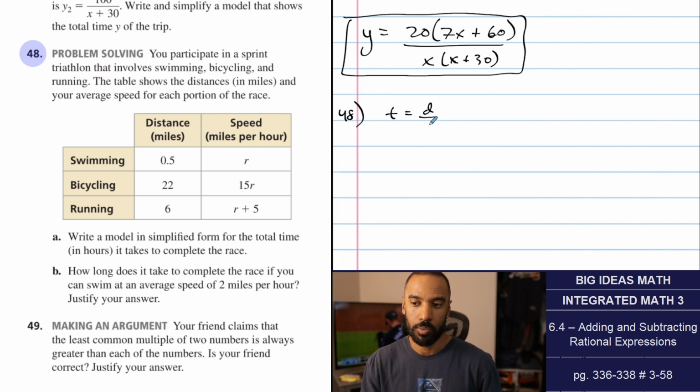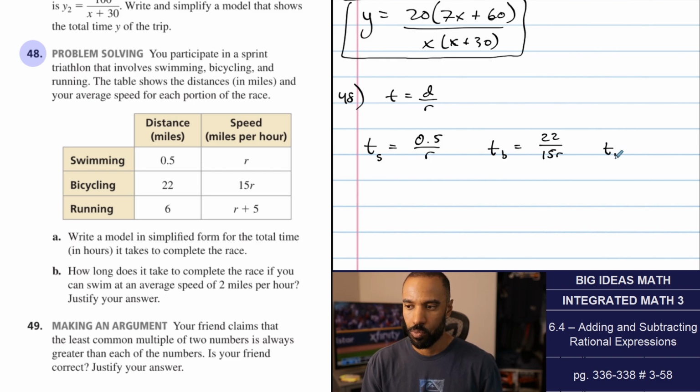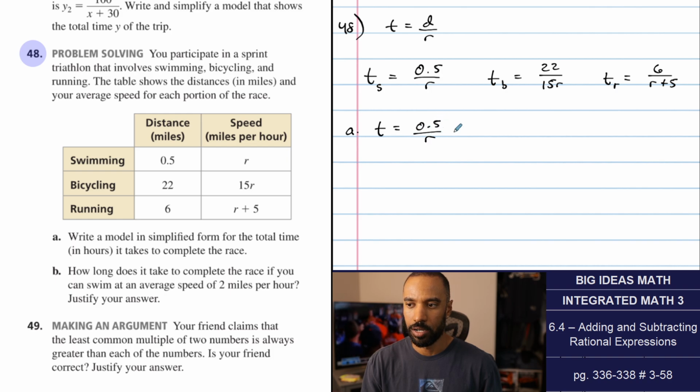So time is distance over rate. So we have a couple of them. We have time for swimming. Time for swimming is distance over rate. Time to bike is its own distance over rate. And time to run is its distance over rate. We're going to add these three times together to get our total time, but they want a simplified form of it. So part A, we have to do our total time, which is 0.5 over r.